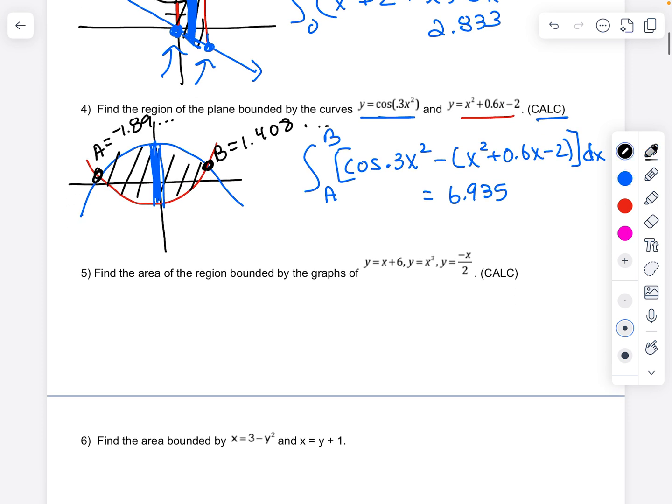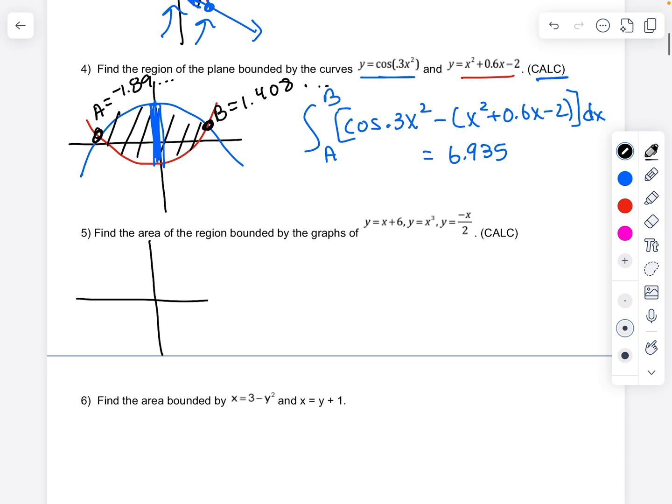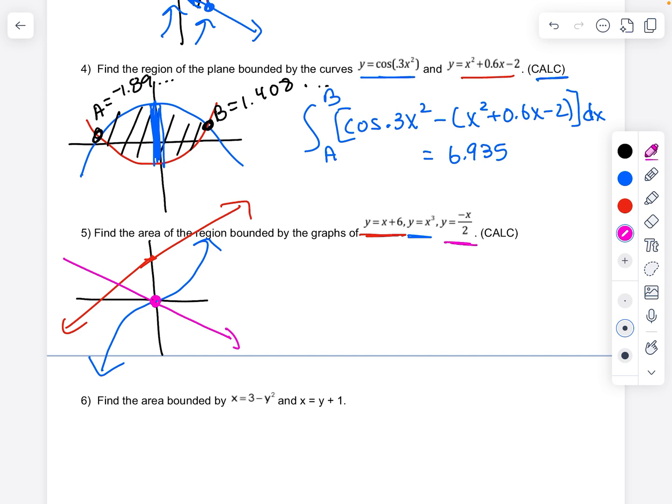Okay, last one on this page. Again, this one is a calculator problem, so you can look at all these curves on the calculator. Even though these graphs, you should hopefully be able to graph by hand. I'm going to start with the cubic first. So y equals x cubed looks something like this. Then y equals x plus 6. We're going to start at 6, right? And then we have a positive slope of 1 over 1. So again, it doesn't have to be exact. And then negative x over 2 starts at 0, 0, and it's a negative slope. So there's my region. Okay, let me make this a little bit bigger.